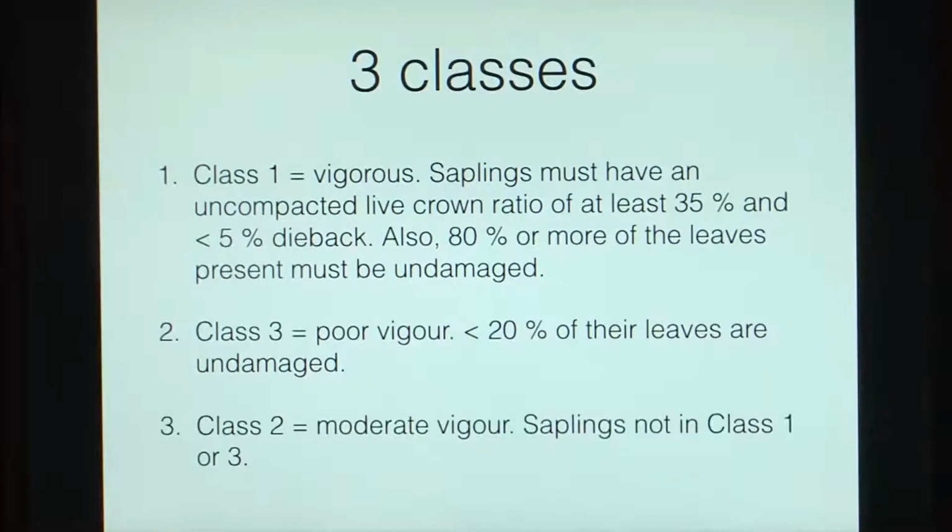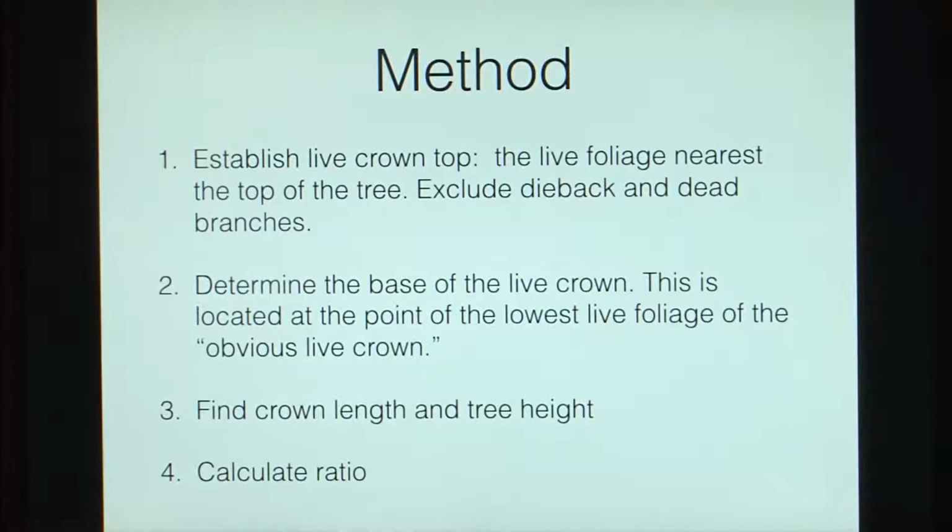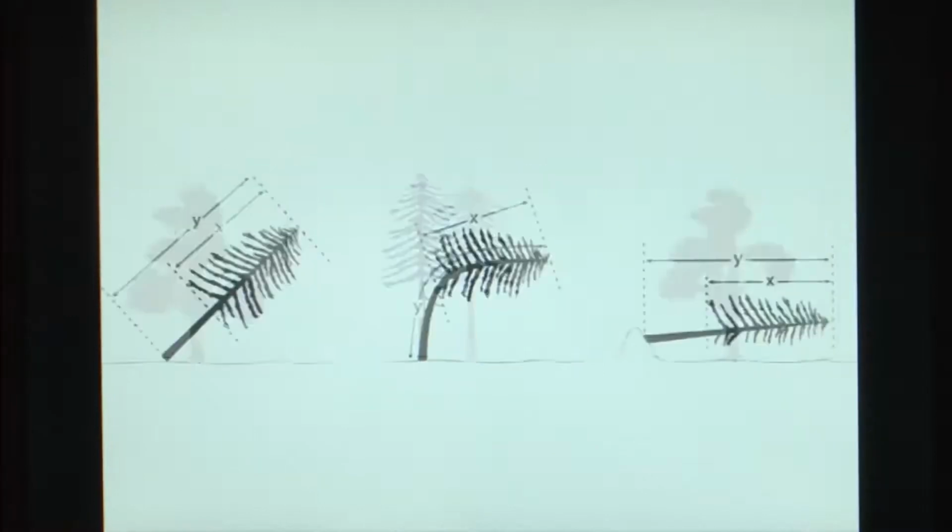That does not fall in the first or the third vigor class is called a moderate vigor class, or class 2. Then we also looked at the uncompacted crown ratio. To find out the uncompacted crown ratio, we first established the live crown top, then we determine the base of the live crown. With both of these we can find out the crown length, then we can find out the height of the tree as we have already seen, and then we can calculate the ratio.